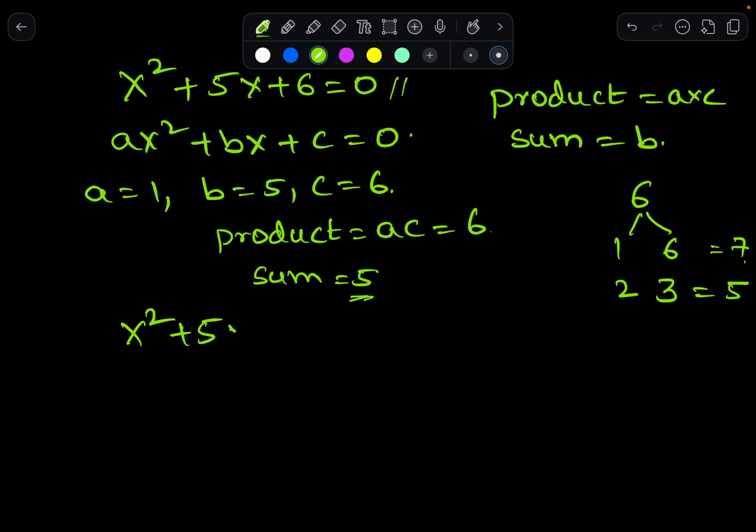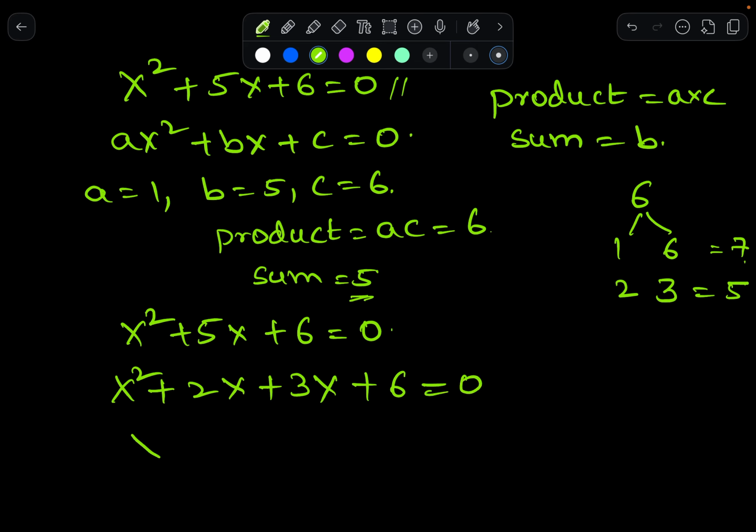Let's rewrite the above equation. x square plus 5x plus 6 equal to 0. Let's rewrite this as x square plus 2x plus 3x plus 6. These two are the numbers we got from here, which satisfy the two conditions, product and sum.